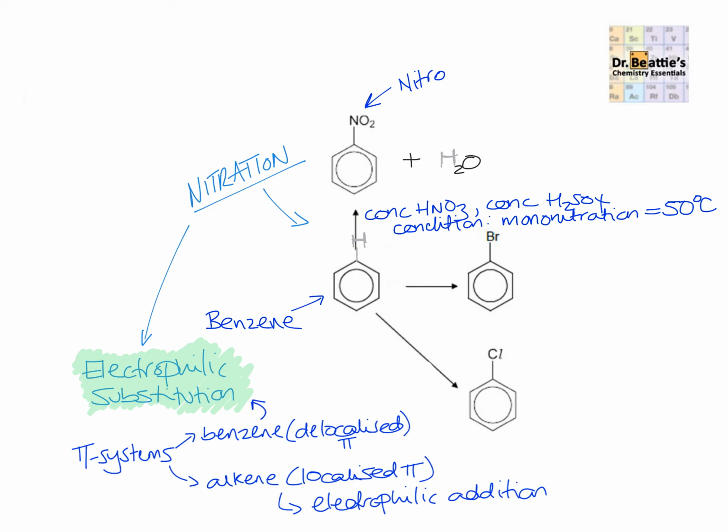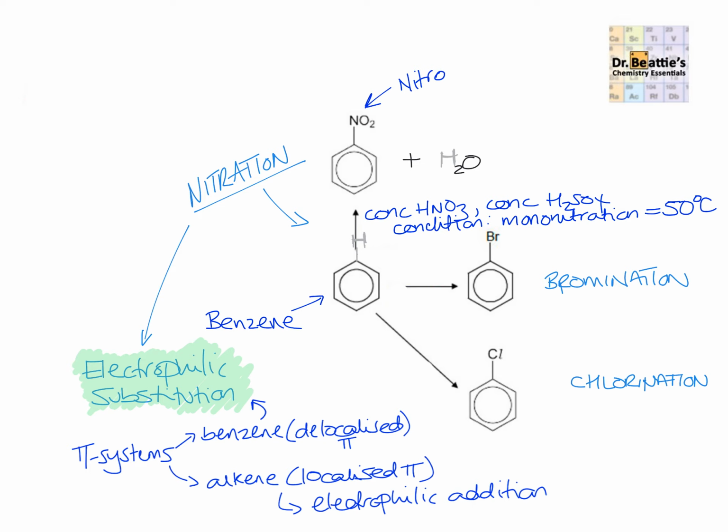Now, the other two transformations that we're going to be looking at in this video are the introduction of bromine, which is called bromination, and it's not surprising that this too is an example of electrophilic substitution. And the other transformation is where we substitute the hydrogen for a chlorine, and this is called chlorination. In order for this to happen in bromination, we need the reagents, bromine, and then we need some sort of what's known as a halogen carrier.